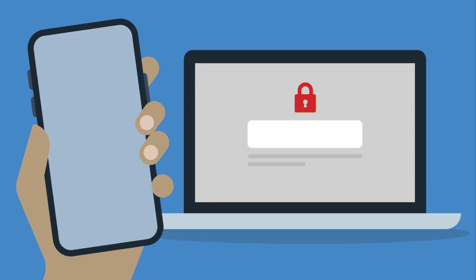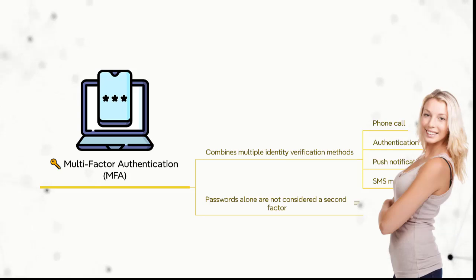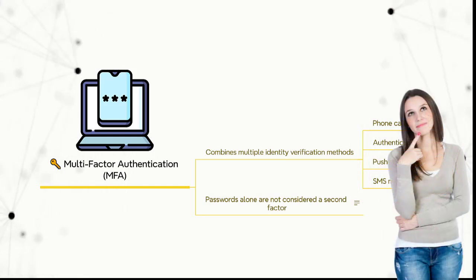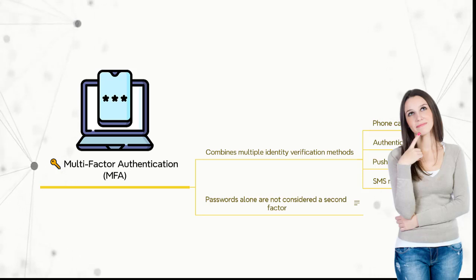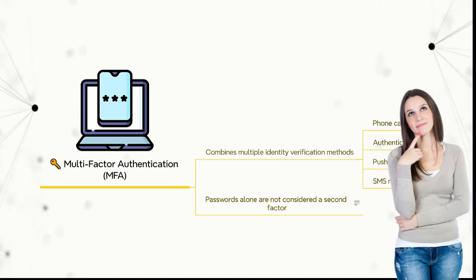Multi-factor authentication, MFA. Multi-factor authentication is all about adding extra layers of security beyond just a username and password. For example, a company's email system might require a phone call as one factor and a code from an authentication app as another. This approach makes it much harder for someone to break into the account, even if they somehow get the password. Push notifications and SMS messages are also common MFA methods, and they're generally easy for users to handle. It's important to remember that just having a password isn't enough to count as MFA.